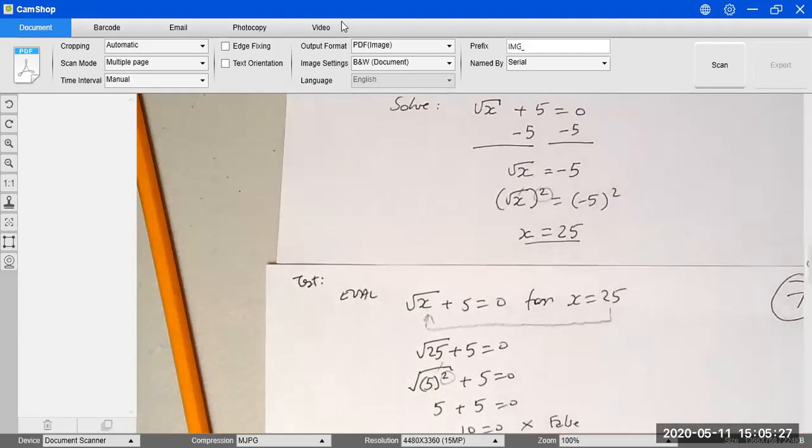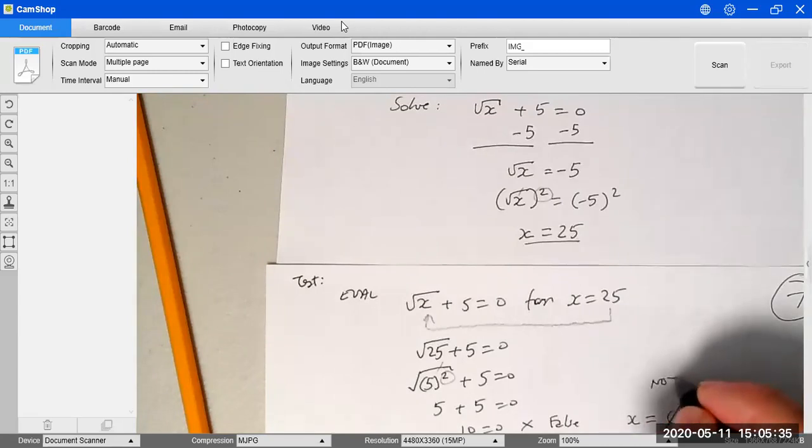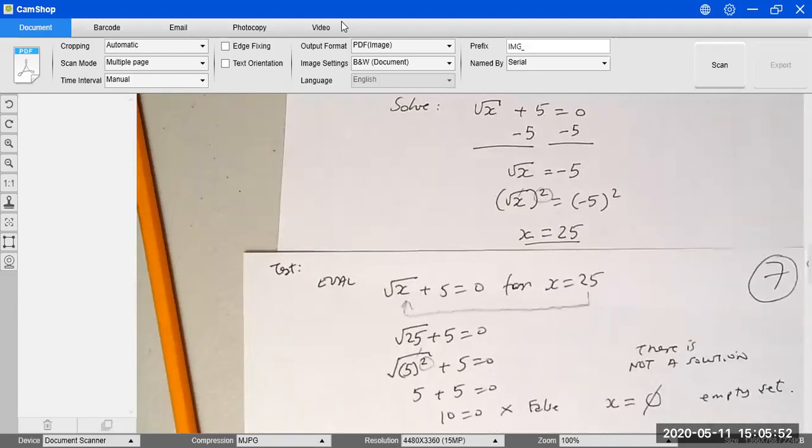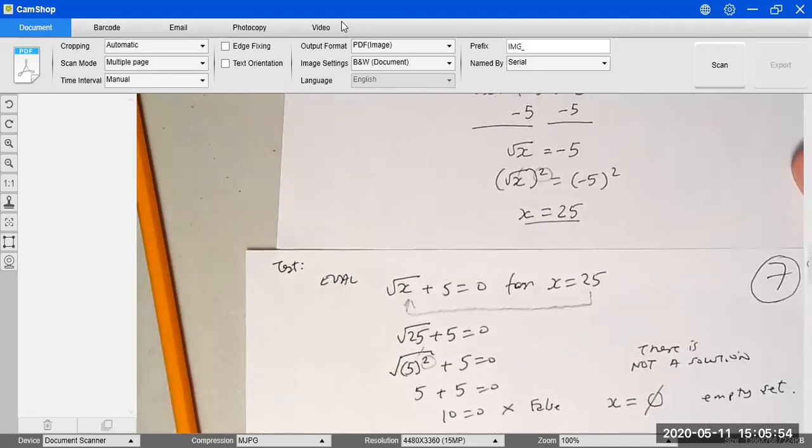So we don't have more options than saying that there is no solution. There is no solution. Or you can just write the empty set to indicate that there is no solution for this problem.